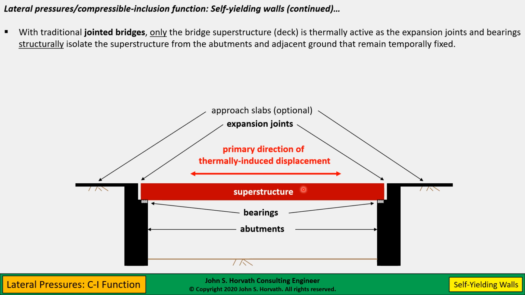Now, in a traditional jointed bridge, the tendency of the superstructure to want to expand and contract seasonally is accommodated by having bearings on which the superstructure slides and leaving air gaps, which we call expansion joints, at each abutment. So the combination of the expansion joints and bearings structurally, emphasis on structurally, and I'm emphasizing structurally because, to jump ahead, it's kind of like if you're reading a book and you jump ahead and read the last page to see how it ends before you start reading it.